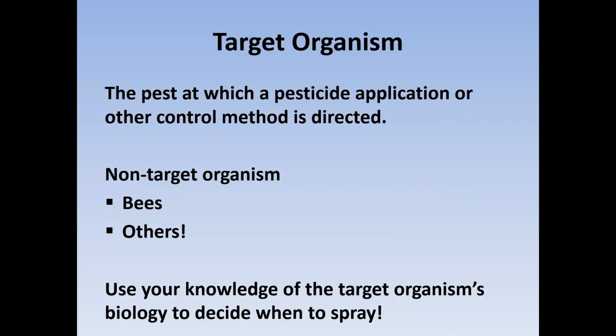Okay, so target organism, that's the definition of a pest at which the pesticide application or other control method is directed. That's to differentiate from non-target organisms, such as bees or others. A non-target could be anything from dragonflies to some other birds or some other insect that you're not intending to control. To avoid targeting non-target organisms accidentally, you must use your knowledge of the target organism's biology to decide when to spray.